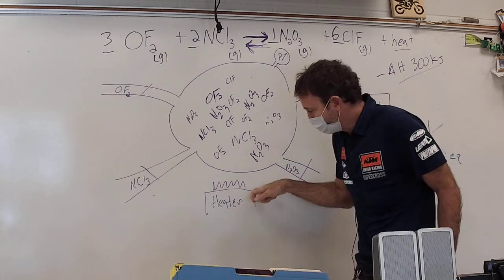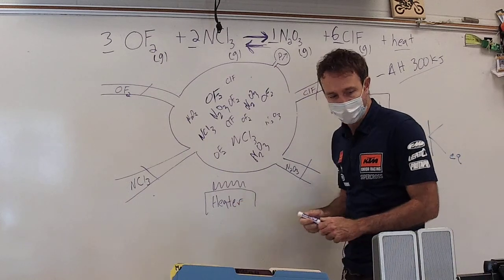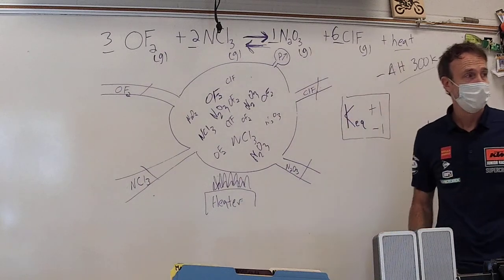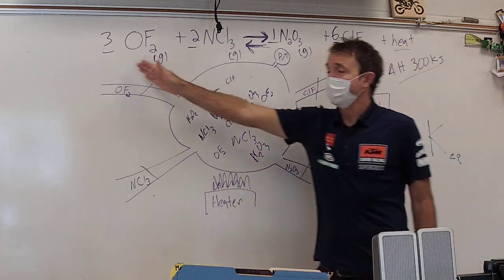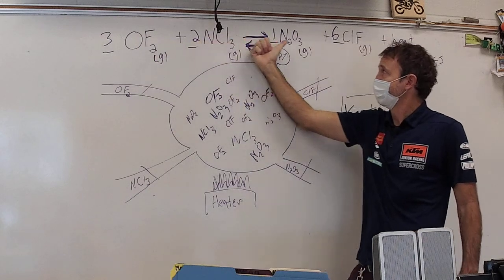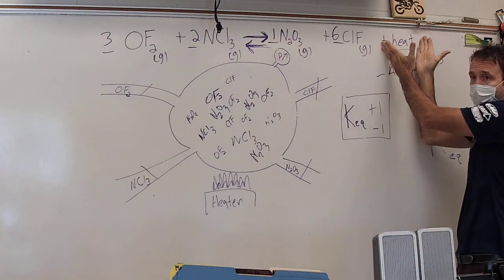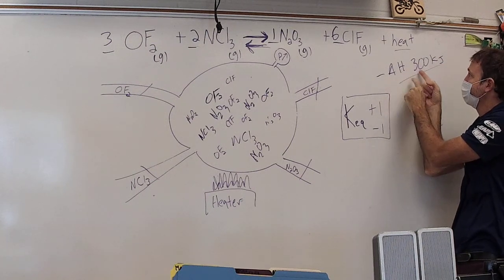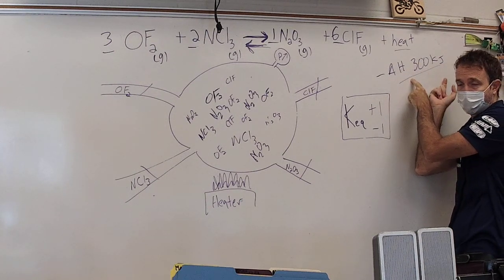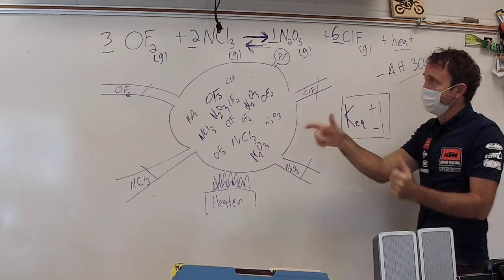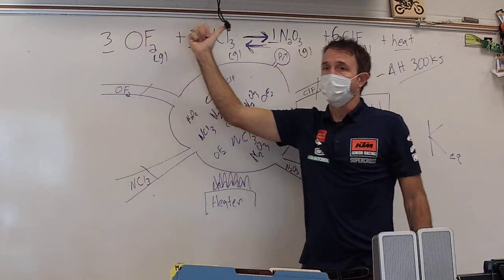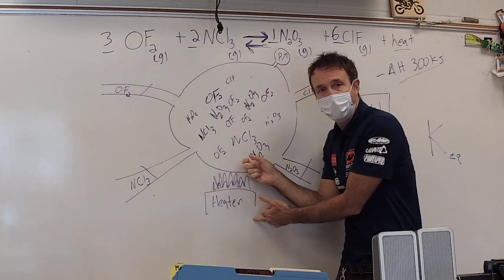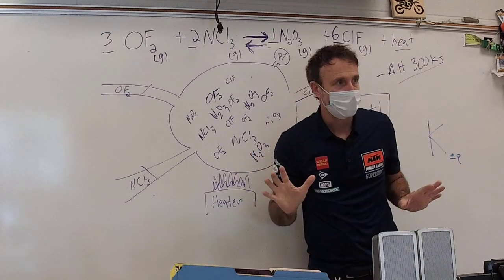Okay. If I crank the heater up and make it hotter, something is going to happen. For this reaction to run in this direction, it needs to give off heat. It is very exothermic. It has a negative delta H of 300 kilojoules. I'm making these numbers up. For this thing to run this way, it needs to be able to give off heat. If you add heat to it, then you're going to mess that up.